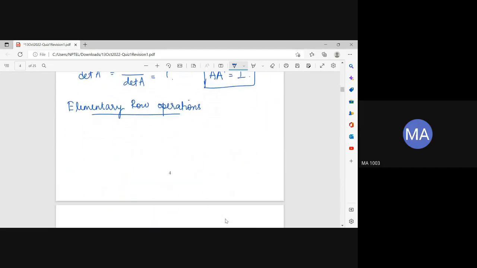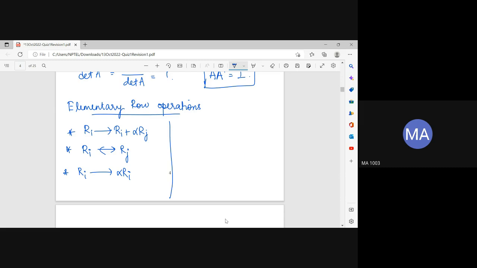Okay, so what are the elementary row operations? Type 1 is interchanging two rows. Type 2 is multiplying a row by a scalar. Type 3 is replacing a row with the sum of that row and a scalar times another row.